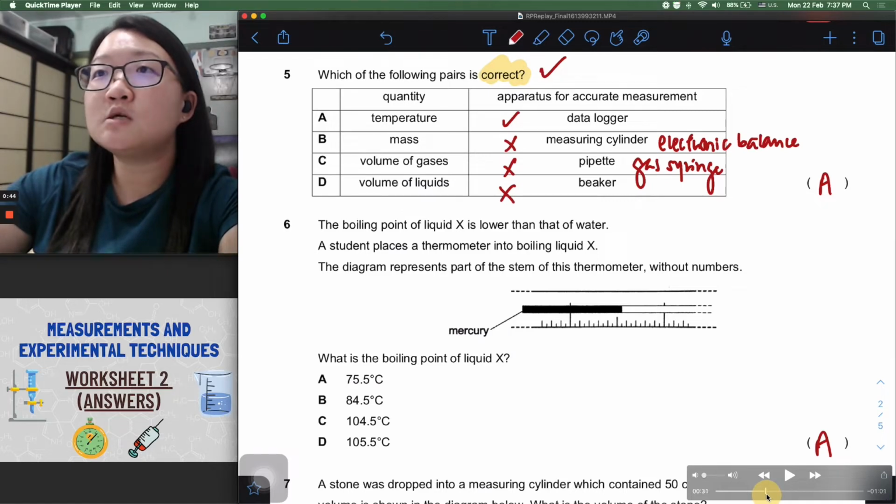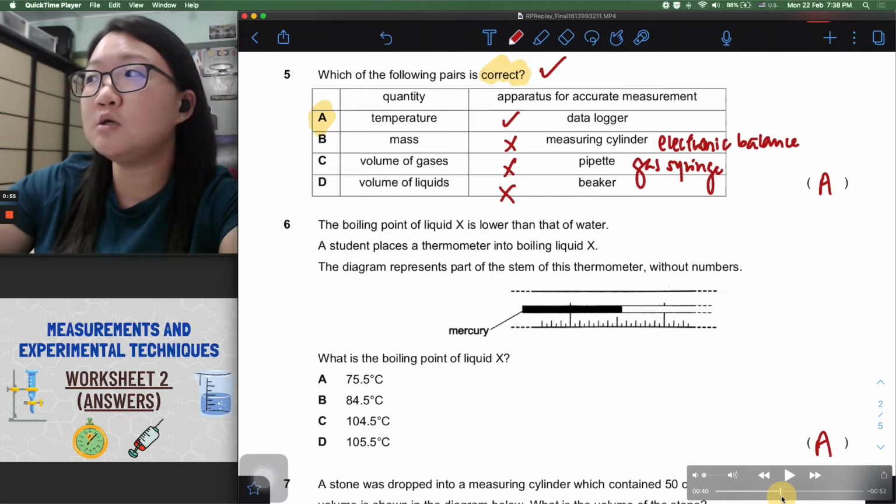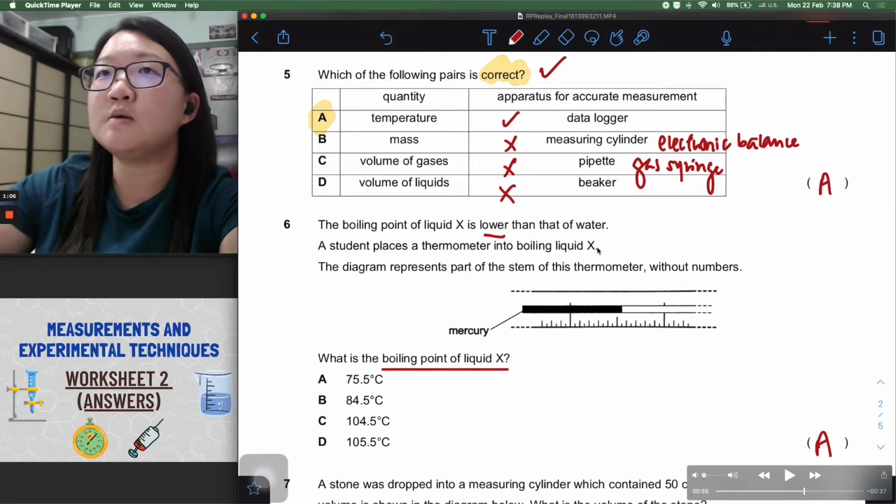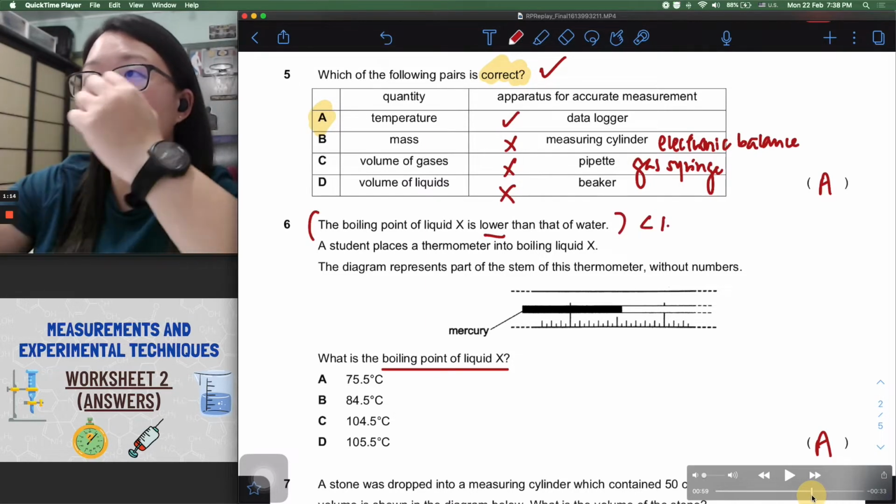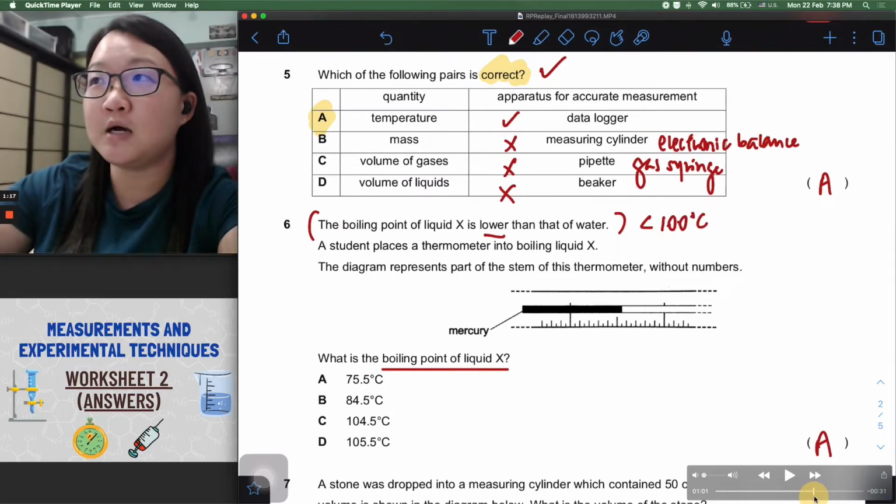Question 6, the boiling point of liquid X is lower than that of water. A student places a thermometer into boiling liquid X. The diagram represents part of the stem of this thermometer without any numbers. The question asks you, what is the boiling point of liquid X? From this first statement, you will be able to eliminate two options immediately, right? Because you know that the boiling point of liquid X is less than 100 degrees Celsius. So straight away, you will cross out option C and option D.